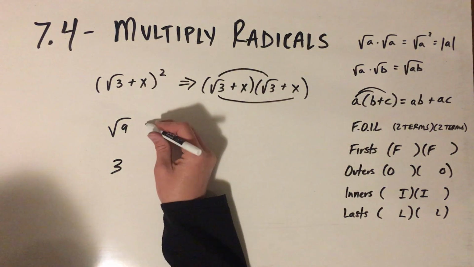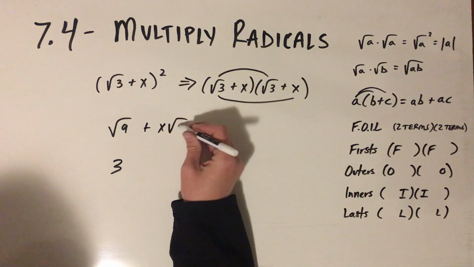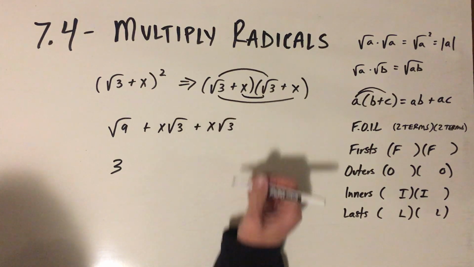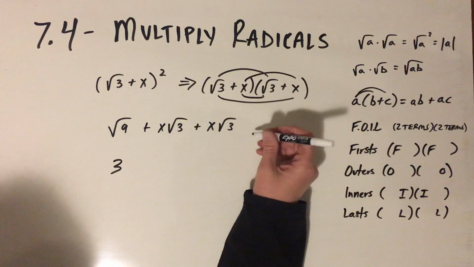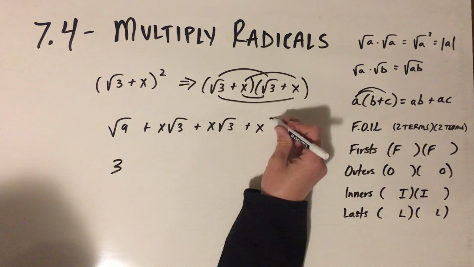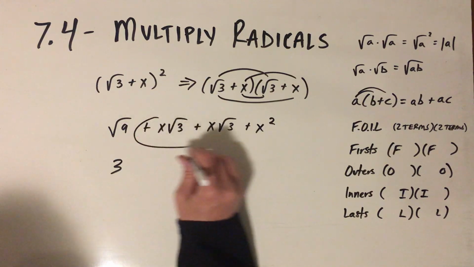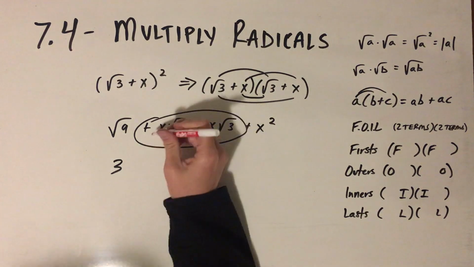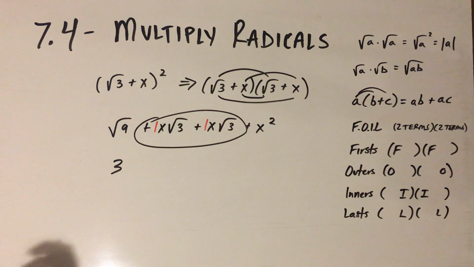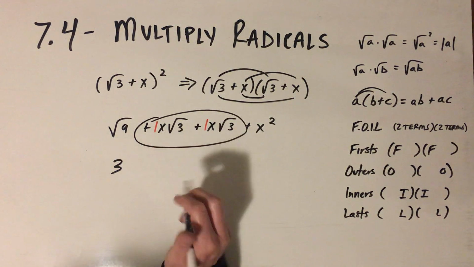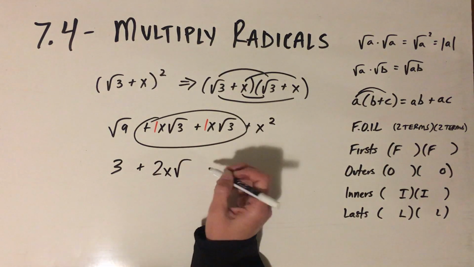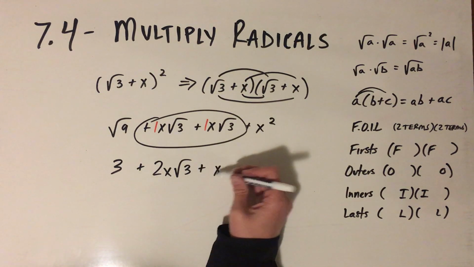Then I'm going to do my outers. That's going to be plus x square root of 3. I'm going to do my inners. That's going to be a plus x square root of 3. Then I'm going to do my lasts. X times x is just going to give me an x squared. These are like terms. This is just one of these though. So this is like I have 1 here and 1 here. So when I combine them, it's not going to be x squared cubed square root of 3. It's going to be 2x, because I have 2 of these terms. 2x root 3 plus x squared.